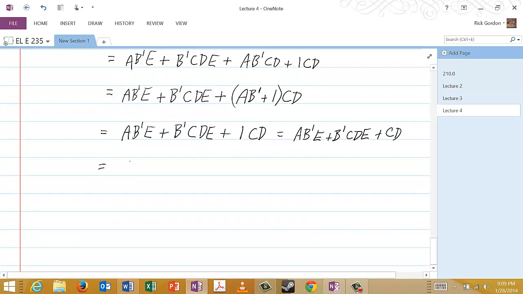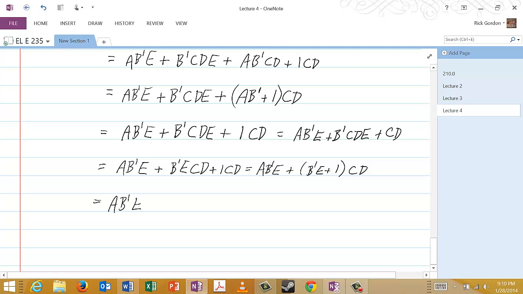And we're still not done, because now we can say A, B prime, E, and we notice that there's a CD in that second term, so I'm going to reorder the second term like this: B prime, E, C, D, and I'll rewrite that last term as 1 ANDed with CD. So we get A, B prime, E, ORed with B prime, E, or 1 ANDed with CD. And this is the same as A, B prime, E, ORed, and again, 1 ORed with anything is 1, so the term in parentheses is 1 ANDed with CD, and 1 ANDed with anything is that thing itself, so we get A, B prime, E, or C, D.